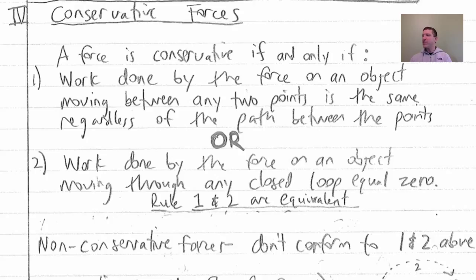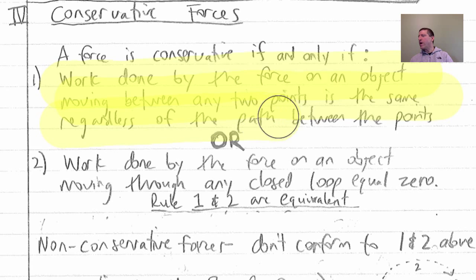A force is considered conservative if and only if both of these conditions apply. You could use either one as the definition, but one is that the work done by the force on an object moving between any 2 points is the same regardless of path between the points. So in other words, a force is conservative if how much work it takes me to lift this object from there to there is the same whether I go this path from there directly to there or if I go this path from there to there to there.